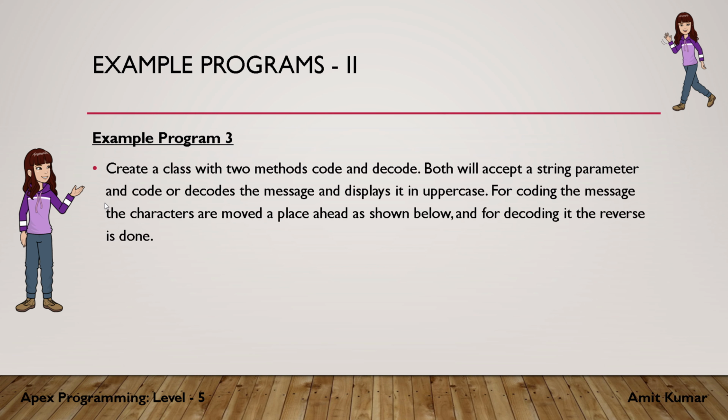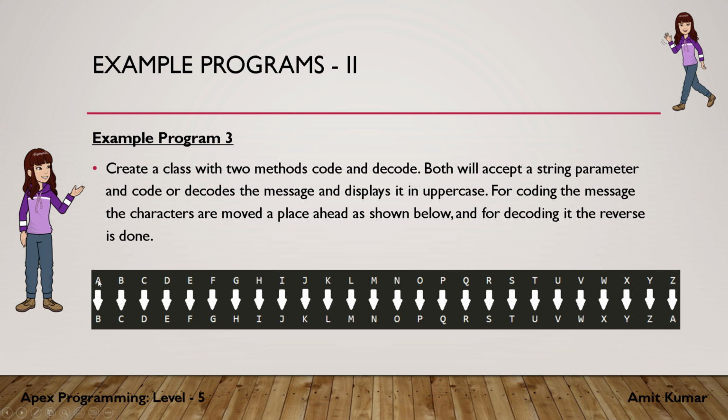Example program 3. Create a class with two methods, code and decode. Both will accept a string parameter and code or decode the message and display it in uppercase. For coding the message, the characters are moved a place ahead as shown below, and for decoding it, the reverse is done.